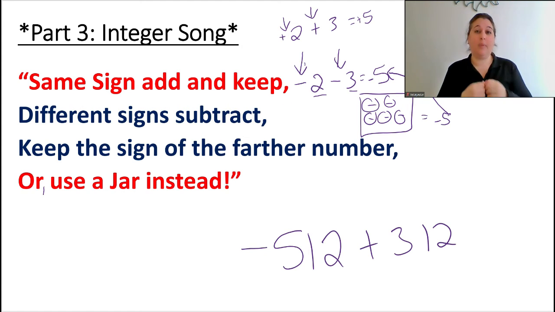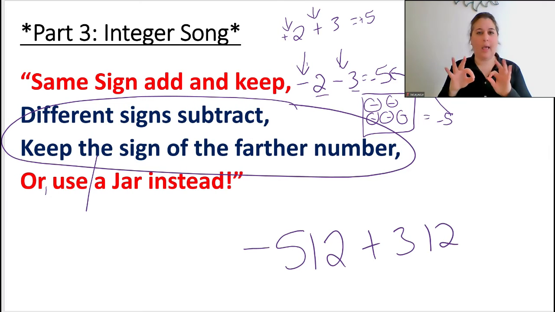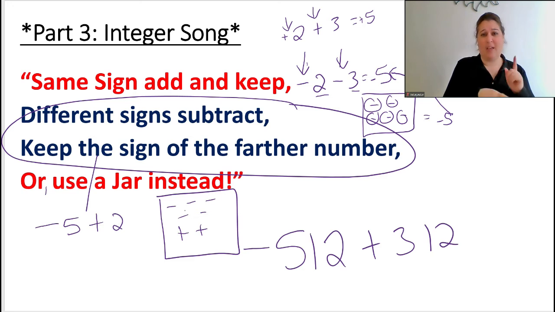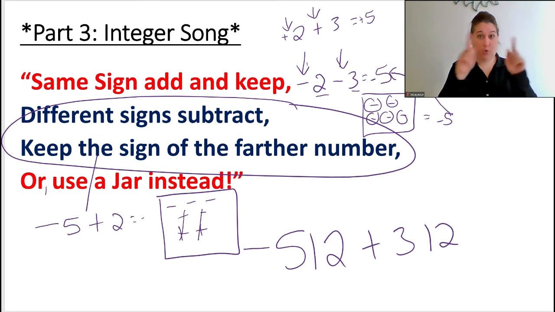The next part is different sign, subtract. Keep the sign of the farther number. So if I have -5 plus 2, let's look to see what it has for a jar. 1, 2, 3, 4, 5, and then 2 positives. Cancel, cancel. My answer is -3.